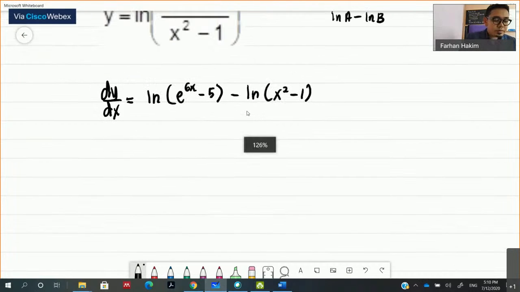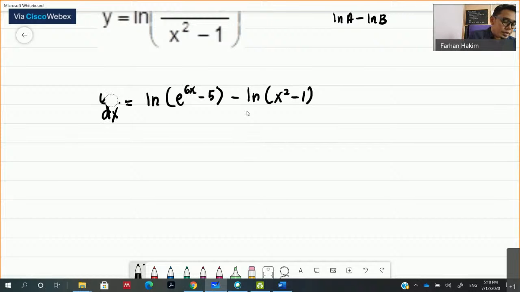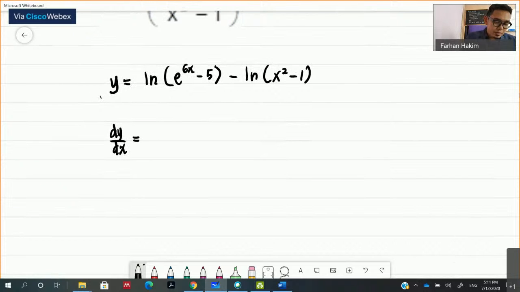Sorry, this one is y, we have not differentiated yet. So y is equal to this, and we want to differentiate this y. So we'll have dy over dx, differentiating with respect to x. Differentiating ln first will give us 1 over this part, which is actually e to the power of 6x minus 5.